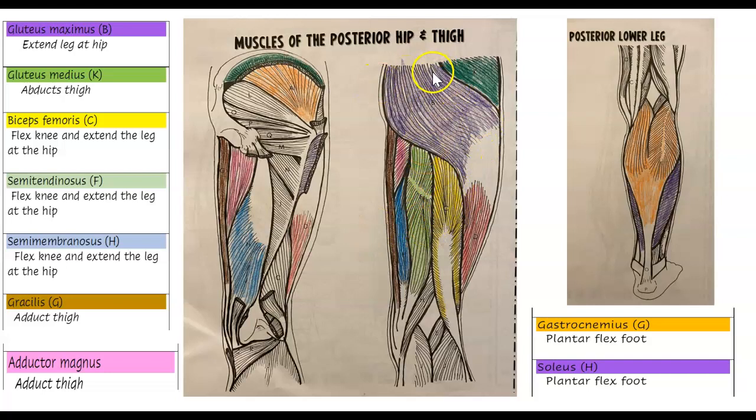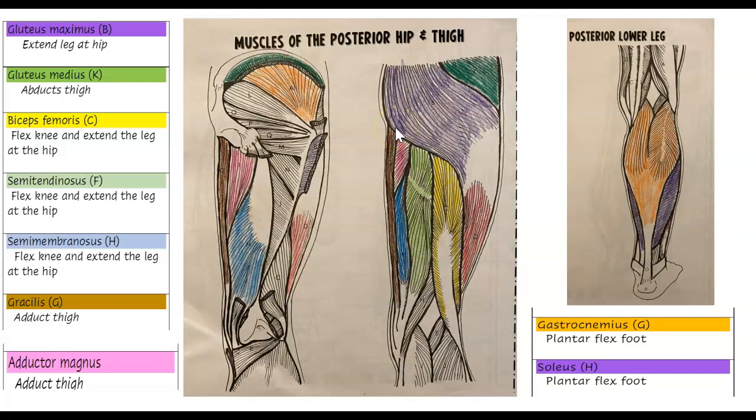So you have your gluteal muscles, the gluteus maximus, which makes up the bulk of your butt muscle. And right above that is your gluteus medius. The gluteus maximus is going to extend the leg at the hip, and the gluteus medius abducts the thigh. Then you have your hamstrings, which consist of the biceps femoris right here, the semitendinosus, and then the semimembranosus, which is located right here. And all of these are going to flex the knee and extend the leg at the hip.